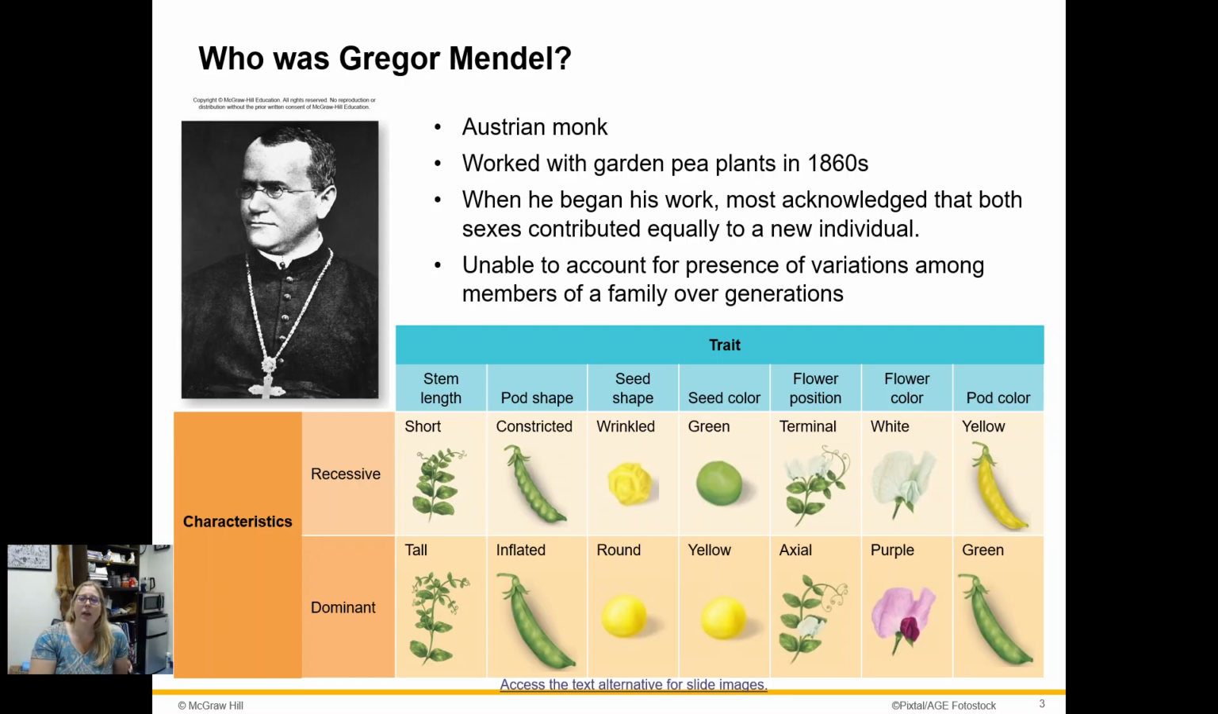At the time that Gregor Mendel was working, most people knew that both sexes contributed to a new individual, but the understanding of meiosis was not there. Our full understanding of reproduction was not there, but we did know that like a mom and a dad came together and made a baby, right? If I bred a black horse and a white horse, I'm going to get a horse that has some of those characteristics.